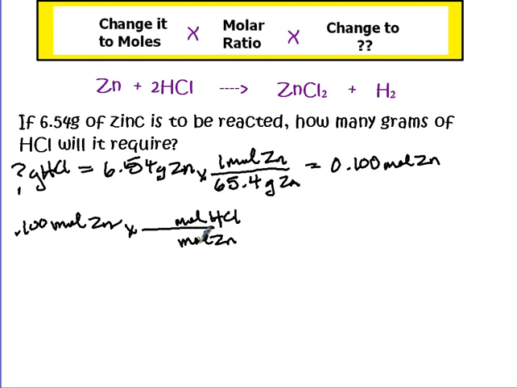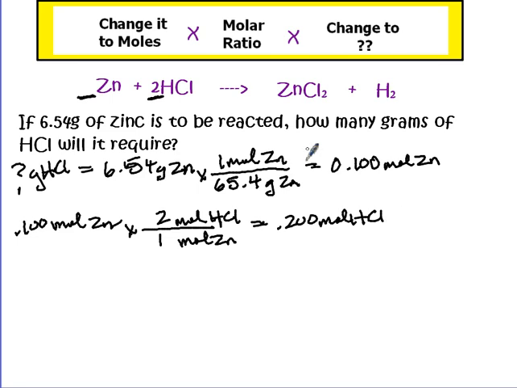Again, the molar ratio is always moles over moles, making the switch between two different substances, and these numbers here come from the balanced equation. So up here, for zinc, my coefficient is a 1, and my coefficient for hydrochloric acid is a 2. Let's put those in. I'll run this through my calculator, and I get 0.2 moles of hydrochloric acid.